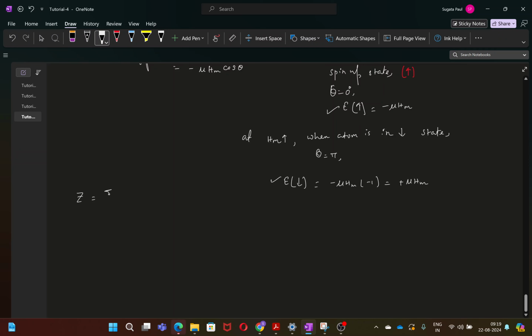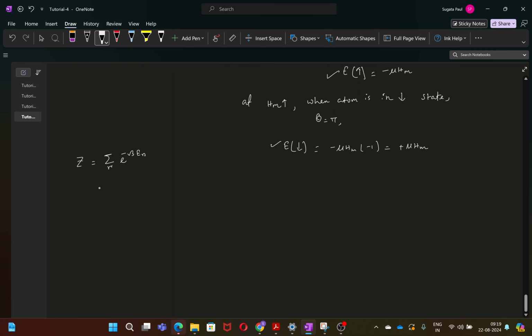So partition function is simply the sum over r of e to the power of minus beta E_r, where r denotes the states that are possible for this case. Here there are two possible states, spin up and spin down, so r is basically 2, and you have to sum over both terms. The first term is e to the power of minus beta into minus mu Hm, which is for the upspin state. The second term is e to the power of minus beta into plus mu Hm, which is for the downspin state. So your partition function is nothing but e to the power of plus beta mu Hm plus e to the power of minus beta mu Hm. So this is your partition function.